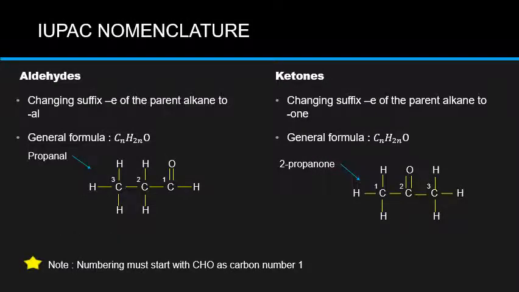These are the IUPAC nomenclature rules. For aldehydes, change the suffix "e" of the parent alkane to "al", but for ketones, change the suffix "e" of the parent alkane to "one". They both have the same general formula, which is CnH2nO. For example, propanal and 2-propanone. Note that the numbering must start with CHO as carbon number 1 or the nearest to number 1.